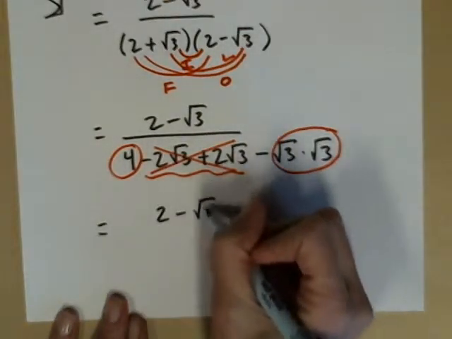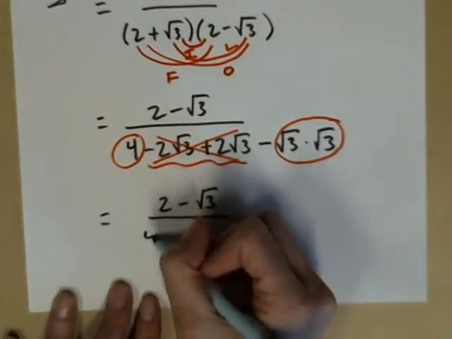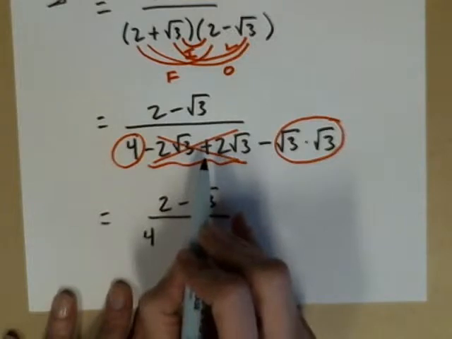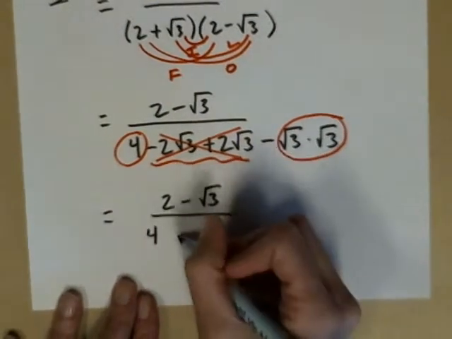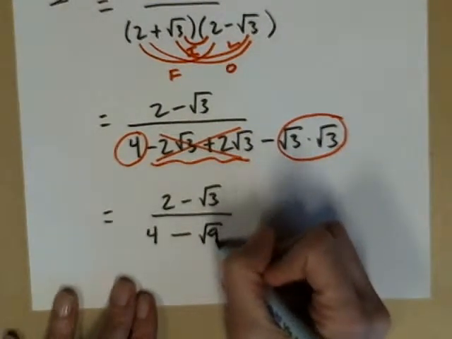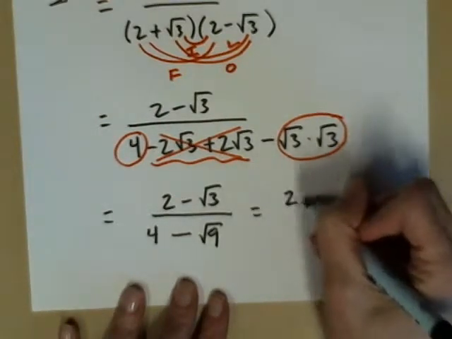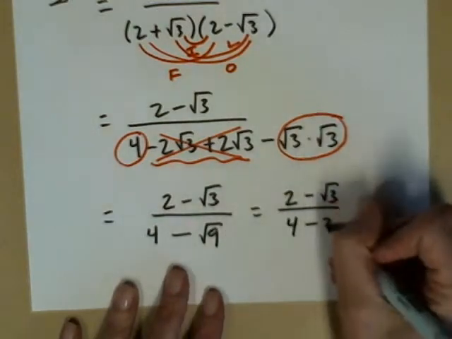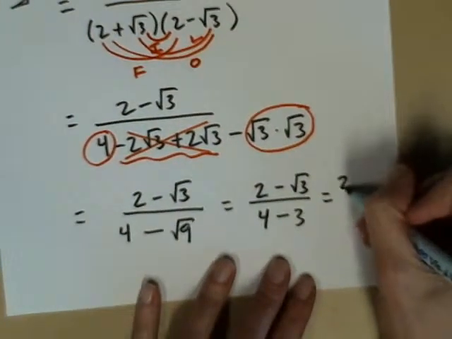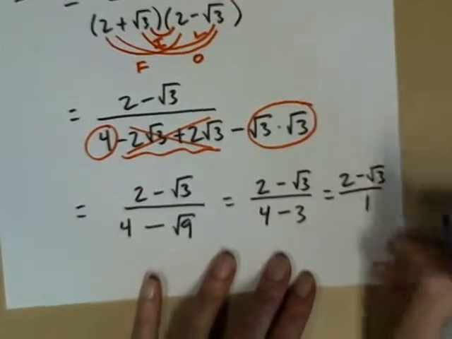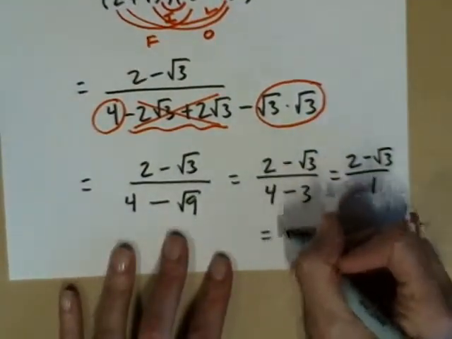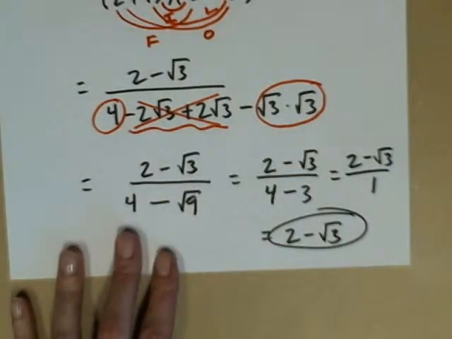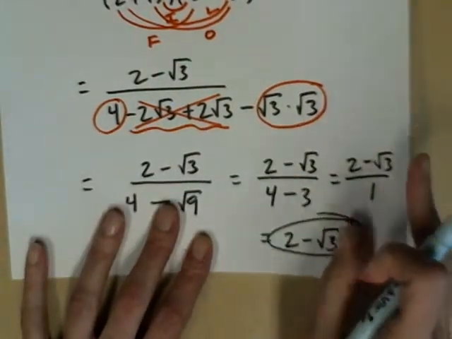So my numerator, 2 minus radical 3. My denominator is a 4. These two canceled out, and a negative and a positive of the same value are 0. And then on the end here we have minus radical 9, 3 times 3. So we get 2 minus radical 3 divided by 4 minus the square root of 9, which is 3. So that's going to be a 1 in our denominator, which we don't even need. So we can just write our answer as 2 minus radical 3. So we multiply by that conjugate.